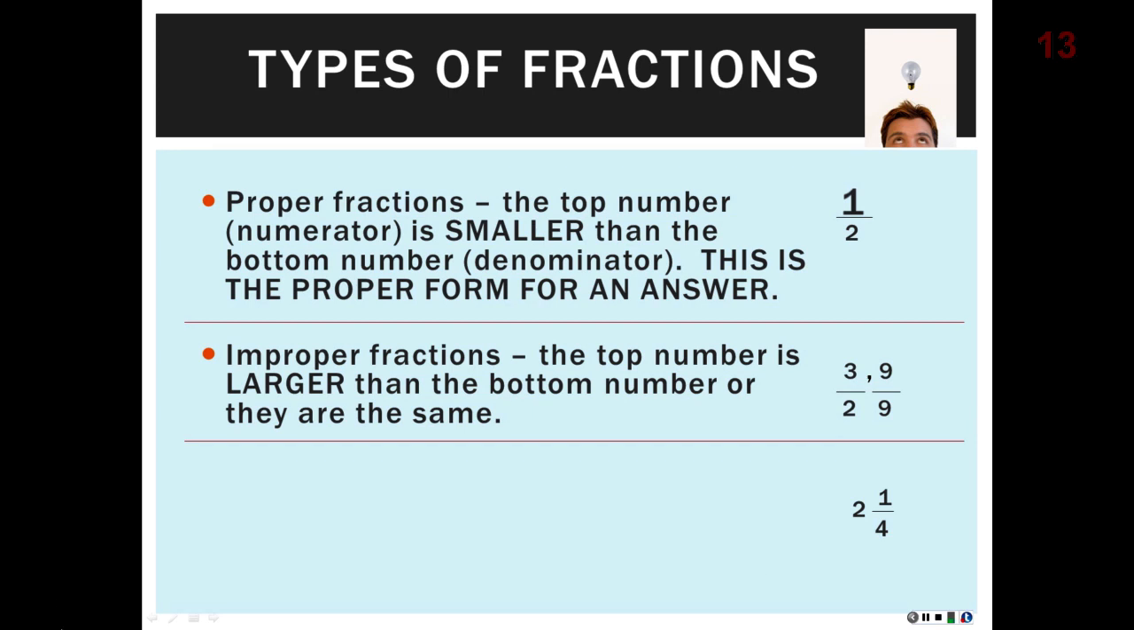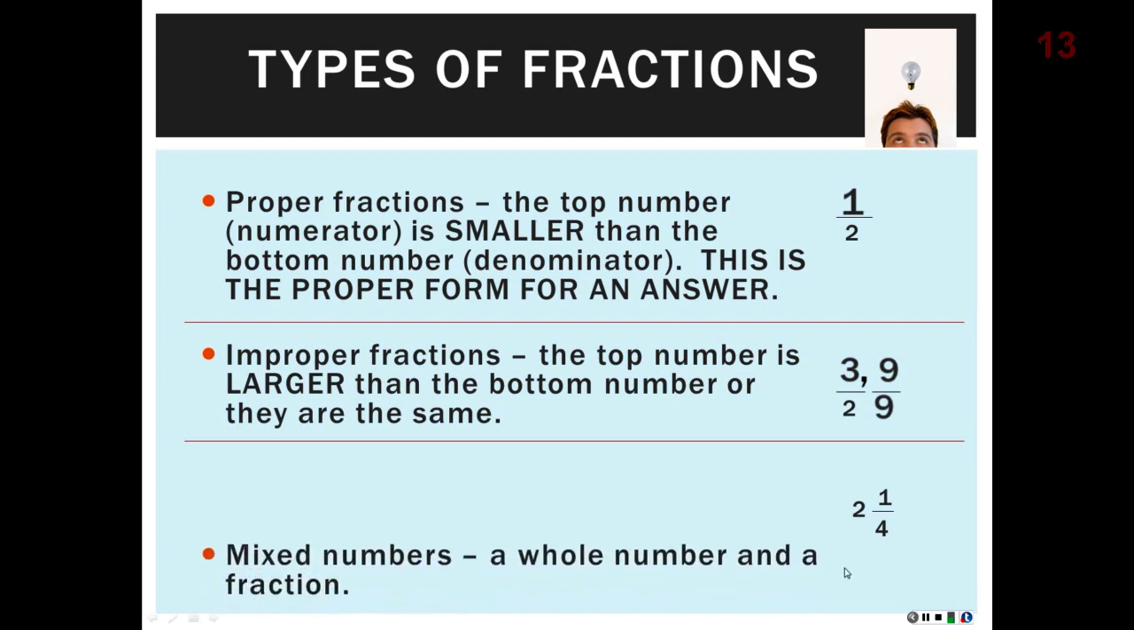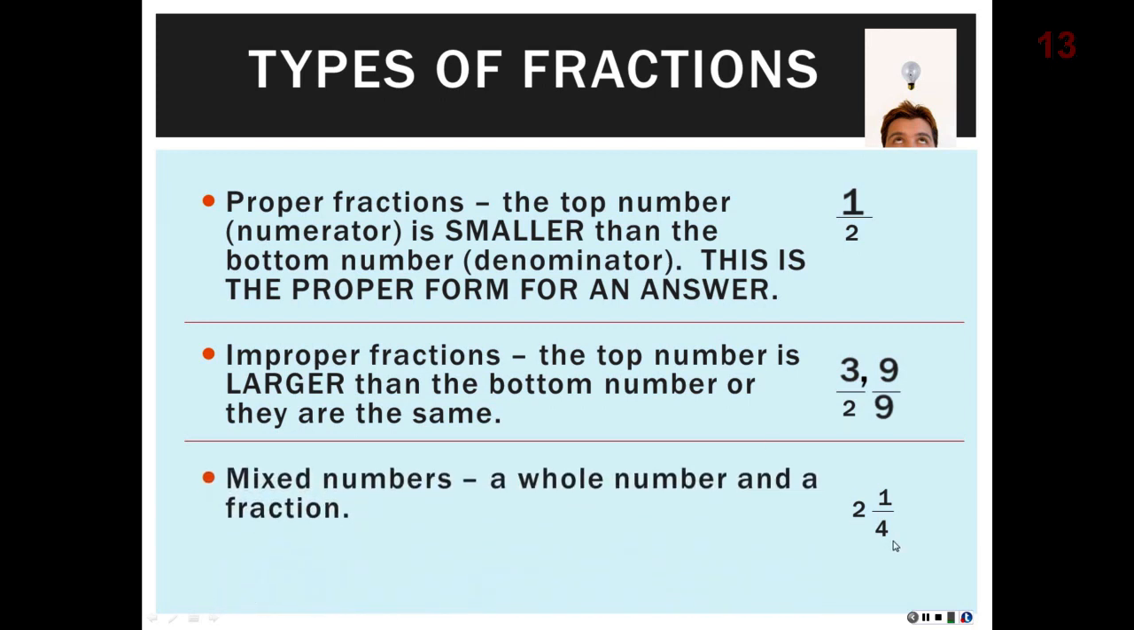Now, the last type of fraction is called a mixed number. And in a mixed number, what do I have here? I have a whole number and a fraction. So anytime you have a whole number and a fraction, that's called a mixed number. It's mixed. You've got a whole number with the fraction combined. Are there any questions on these 3 different types of fractions?